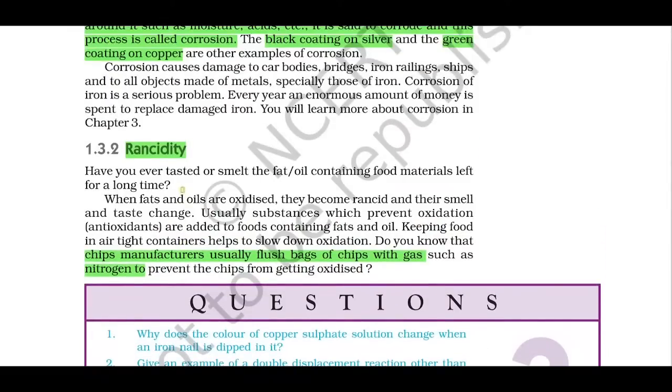How can rancidity be prevented? By using antioxidants. What are antioxidants? Antioxidants are the substances which prevent oxidation. So food containing oil is usually flushed with some kind of gas to prevent what? Rancidity. In case of chip manufacturers, they flush nitrogen gas. Why? To prevent the rancidity of the chips. That's why usually it is not preferred to eat the chips outside.